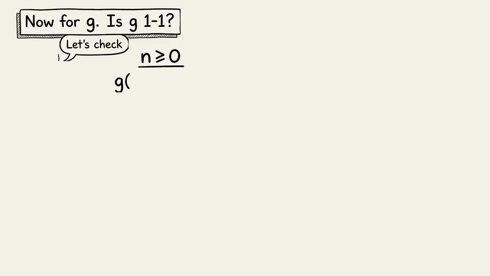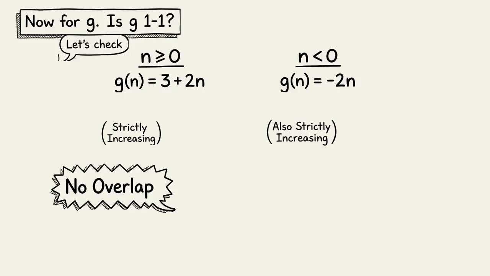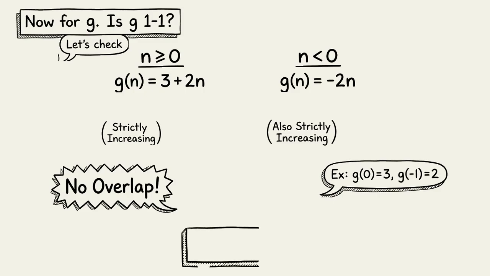Now for g. Is g one-one? Let's check. For n ≥ 0, g(n) = 3 + 2n. That's strictly increasing. For n < 0, g(n) = -2n. That's also strictly increasing. And the two branches don't overlap. For example, g(0) = 3, g(-1) = 2. So no two inputs map to the same output. So g is one-one.